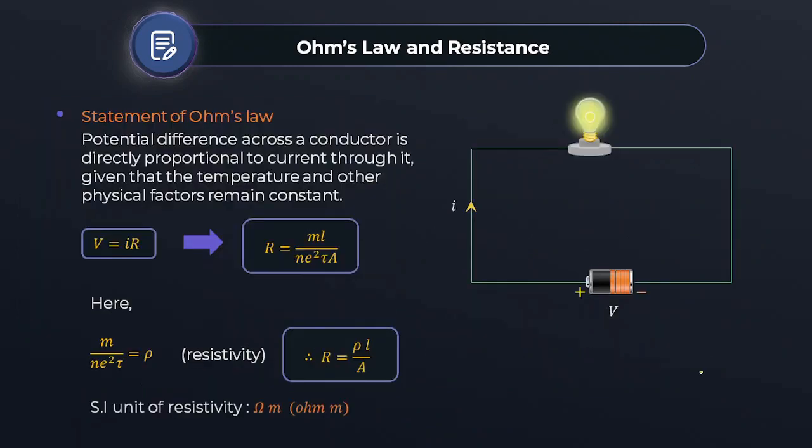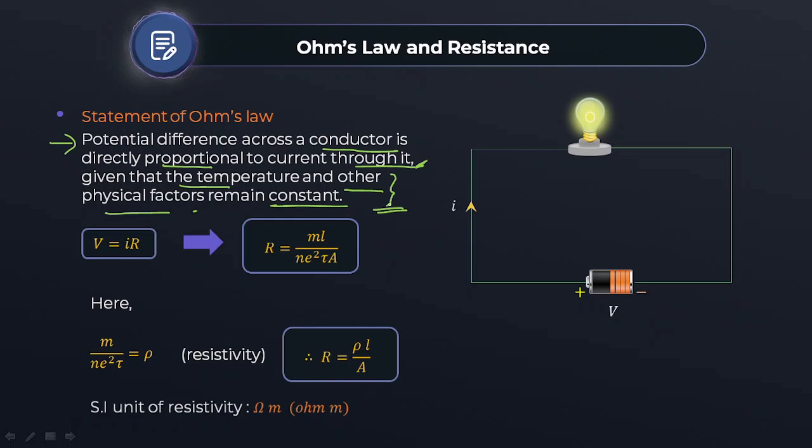Now, what is the statement of Ohm's law? Ohm's law says that the potential difference across a conductor is directly proportional to the current through it, given that the temperature and other physical factors remain constant. If you write up to this, then you will get half marks. We have to write both parts.